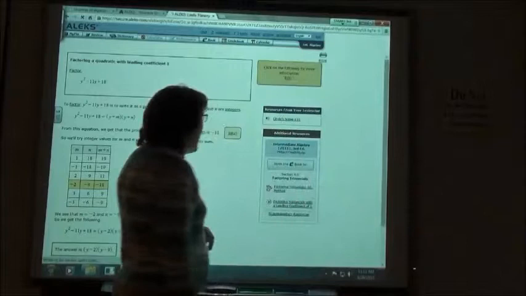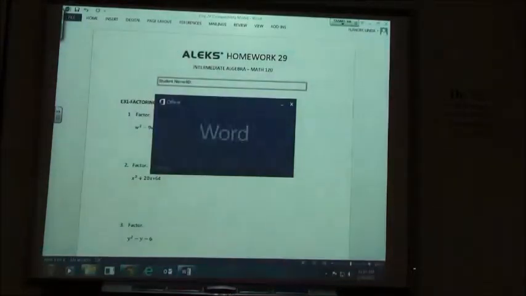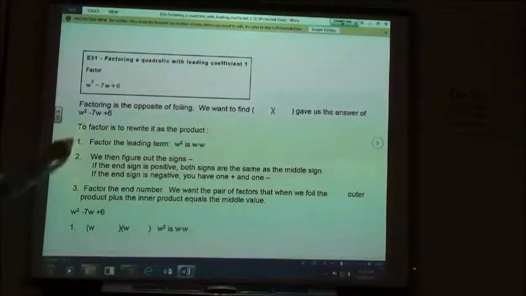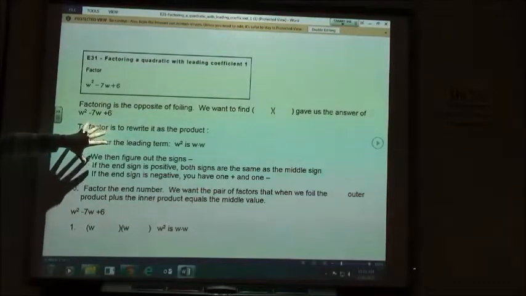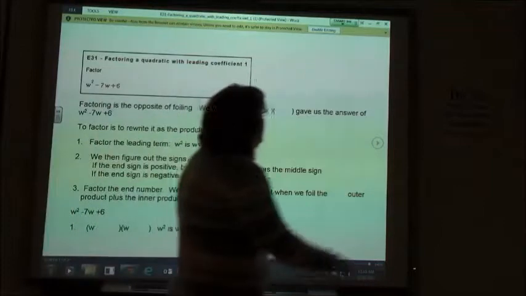If you click on that, it's going to download, and you can bring up that Word document that gives you my directions on how to do your factoring. These are what I'm going to do. So you will probably want to print that out and keep that with your stuff. I'm going to close that.